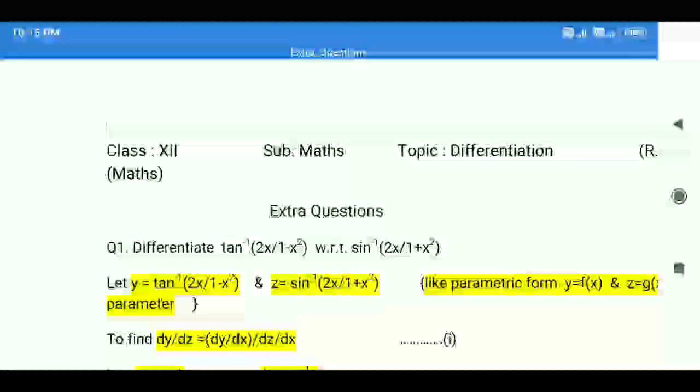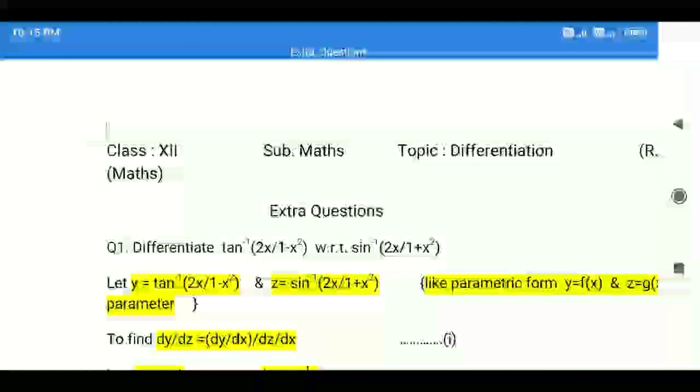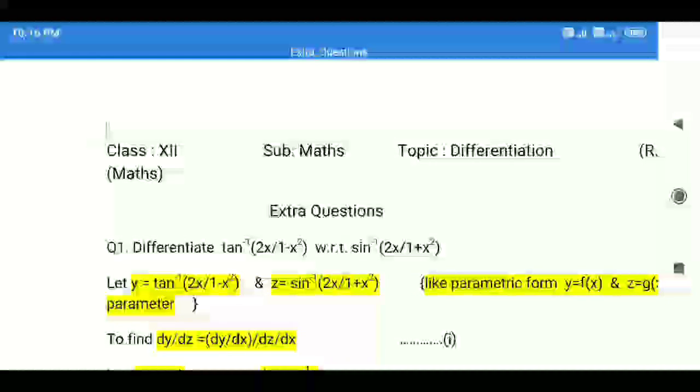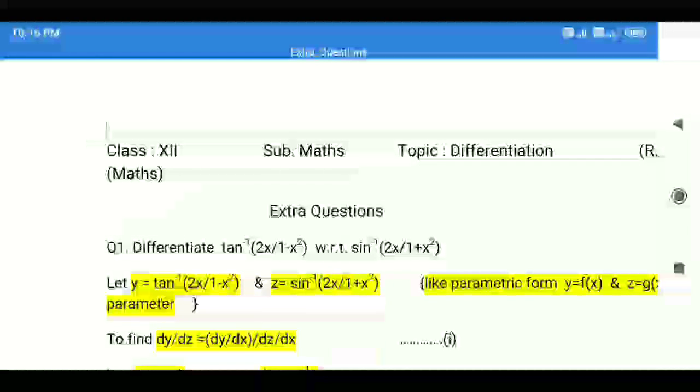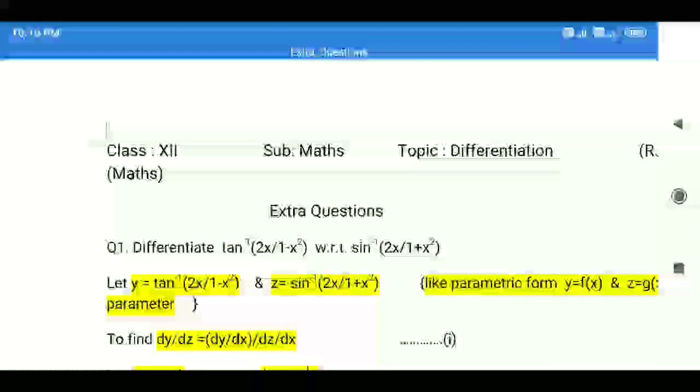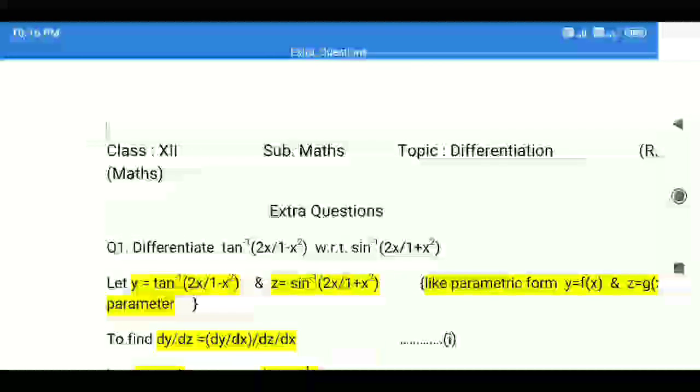Dear students, so far we have studied differentiation of parametric form. Now there are some questions which are of the same form as parametric form, as differentiation of one function with respect to another function. So some extra questions which are very important for board purposes.